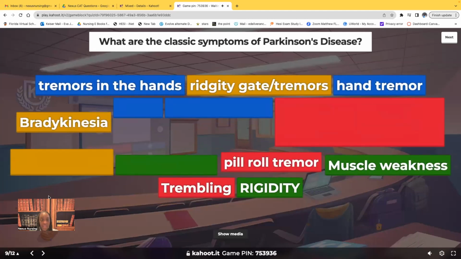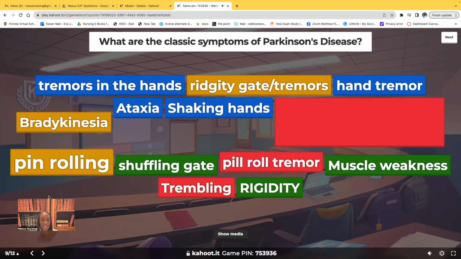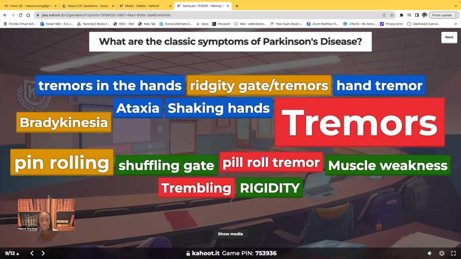Tremors, rigidity, yep, tremor, bradykinesia, yep, shaking hands, the tremors, pill roll, yep, just like in the picture, muscle weakness, rigidity, yep. Those are the TRAP symptoms. T is for tremor. What's my R for? R is for rigidity. A is for ataxia. P for postural instability.